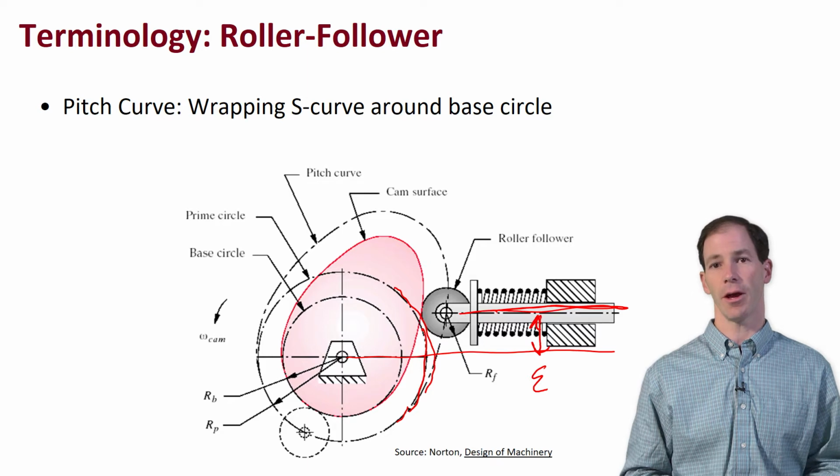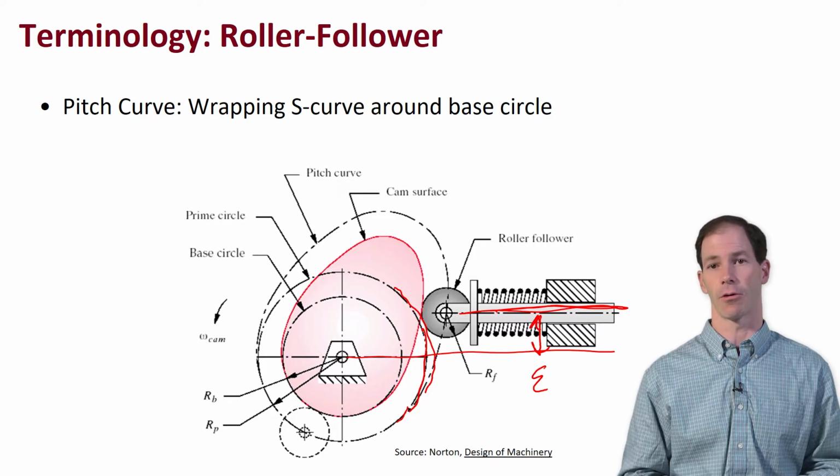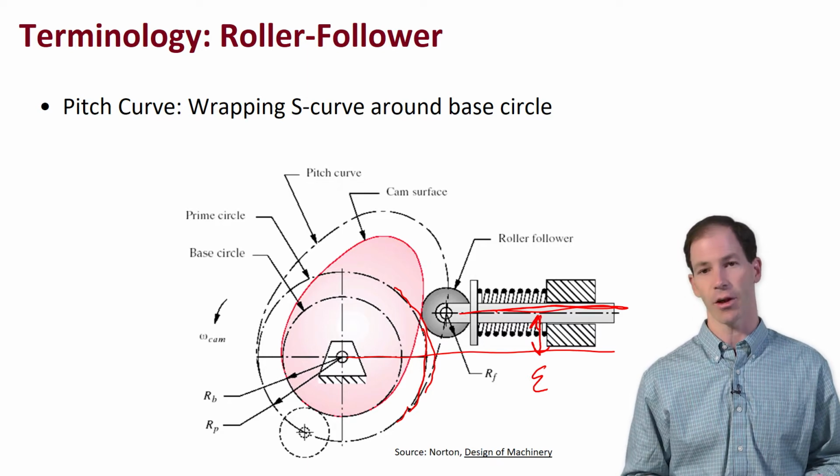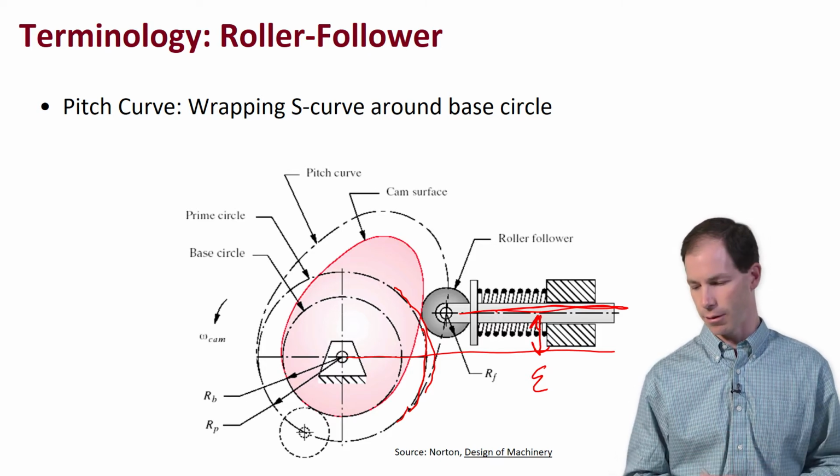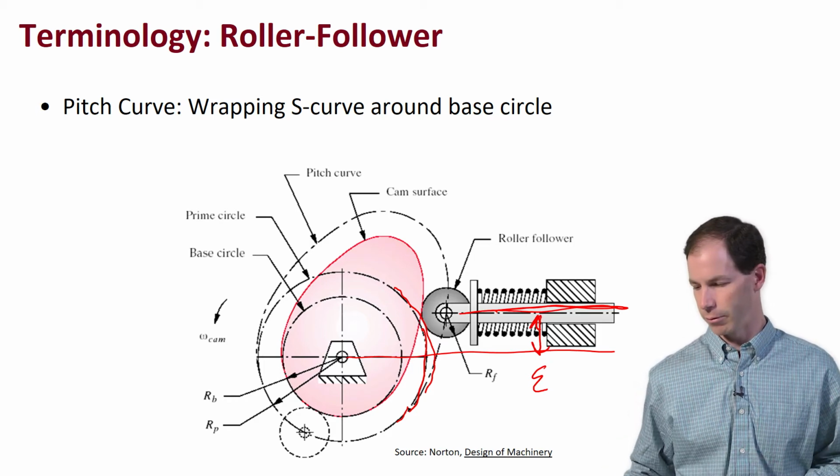The other terms that I want you to pay attention to are just the radius of the roller follower, as well as the radius of the base circle, which is the circle wrapped around the physical cam, and then the radius of the prime circle, which is where the follower is moving through.